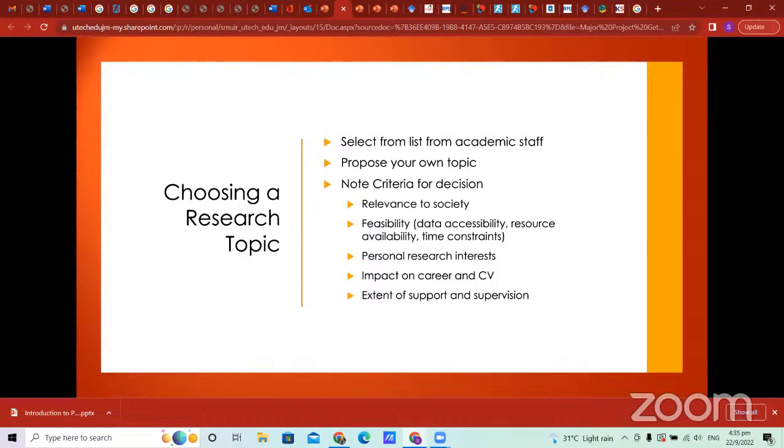So just reminding, what are the criteria for deciding what's a good topic? It could be relevant to society. It should obviously be feasible. It could include your personal research interests. You could think about whether it has an impact on your career and your resume or CV. And will you get support from supervision?